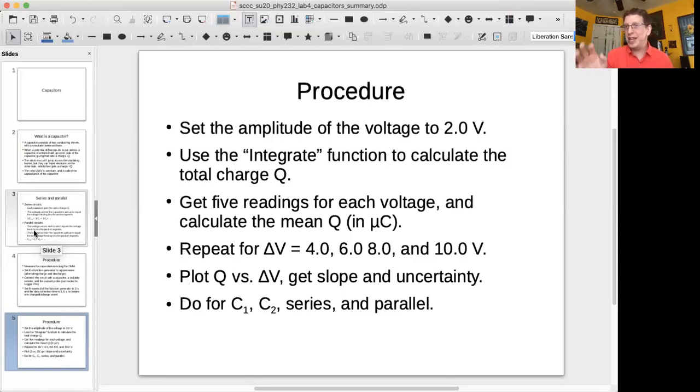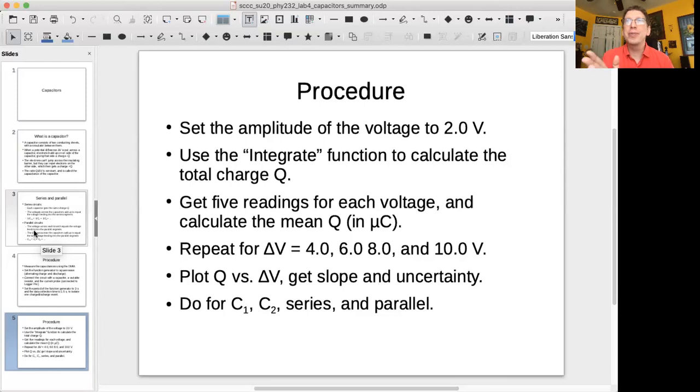Again, keep in mind, even when there's a small amount of random noise, it's enough that you'll get a decent amount of variability in your measurements of charge. And so what you're going to do is do the measurement 5 times for each voltage reading and then collect the average. And you're going to set up a table. You're going to collect the average charge.